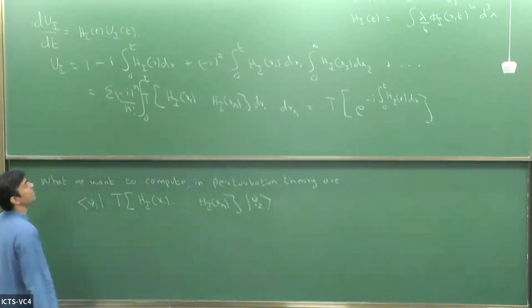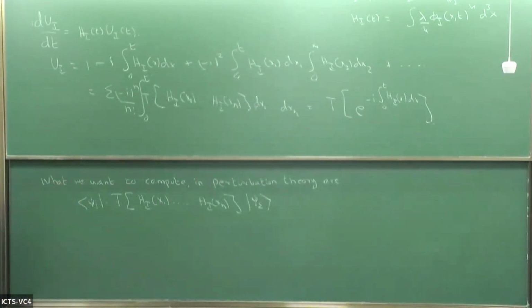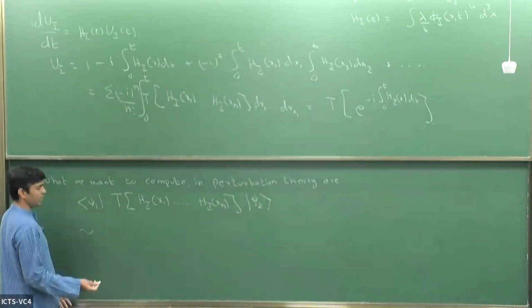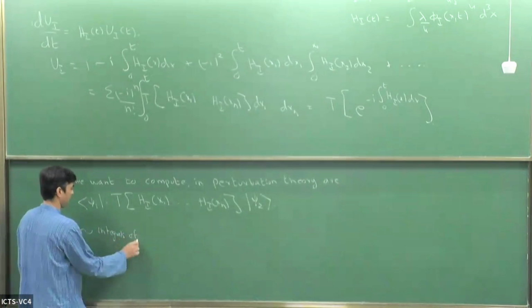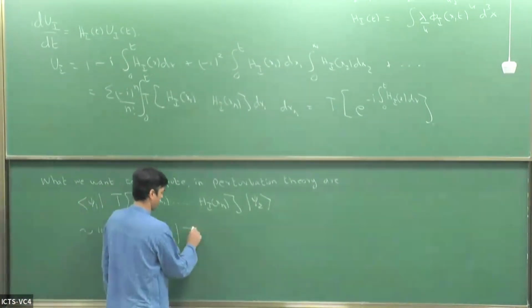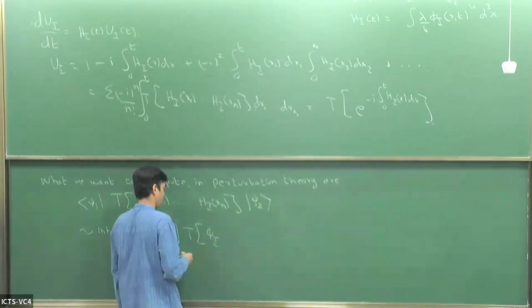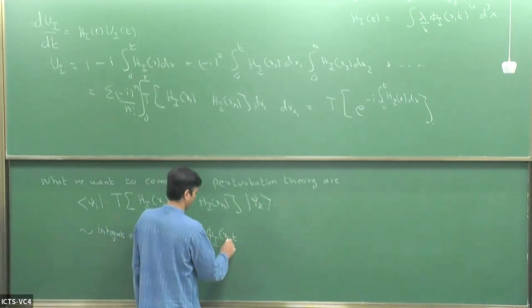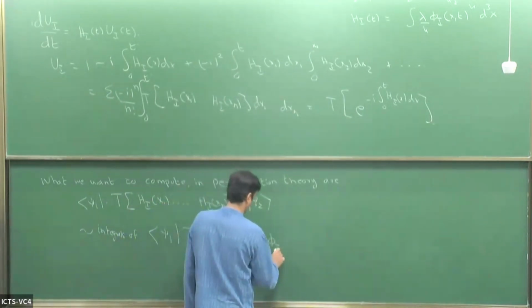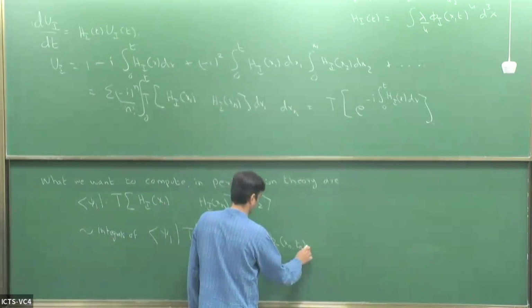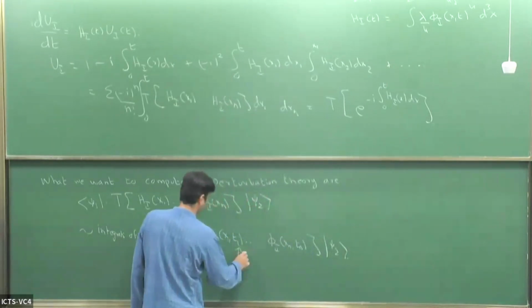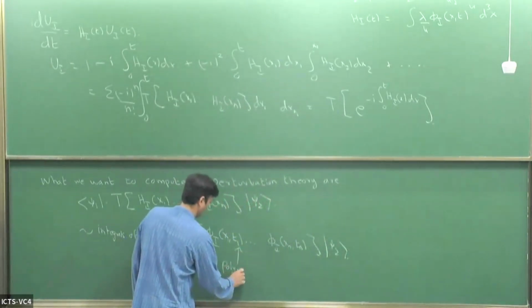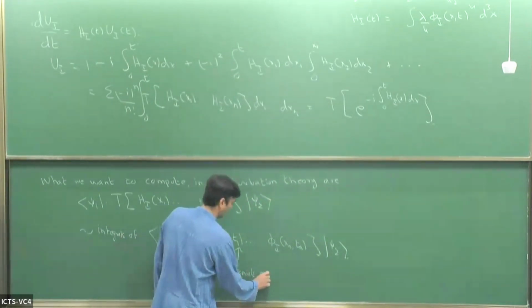As I just said, remember this interaction picture Hamiltonian looks like that. So what we really want to compute are some integrals of some polynomials, by this I mean polynomials in interaction picture fields.